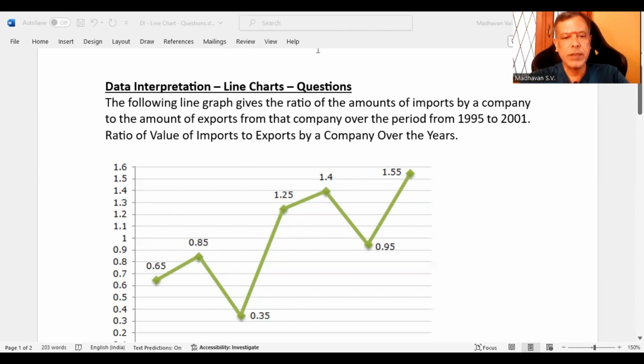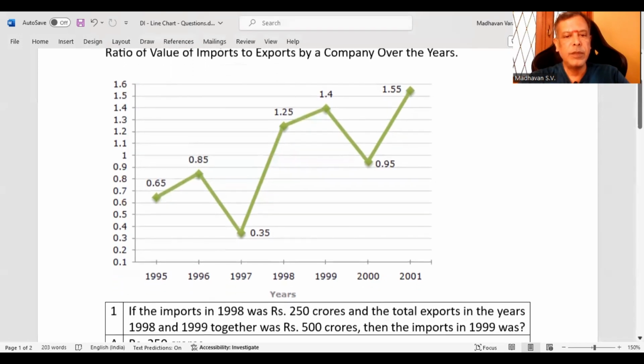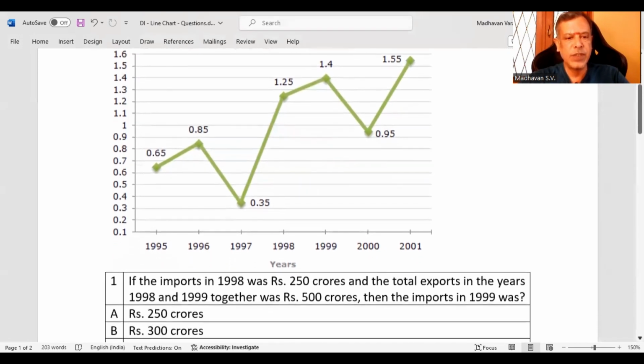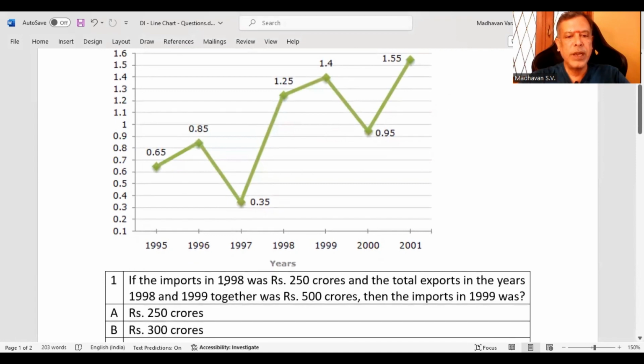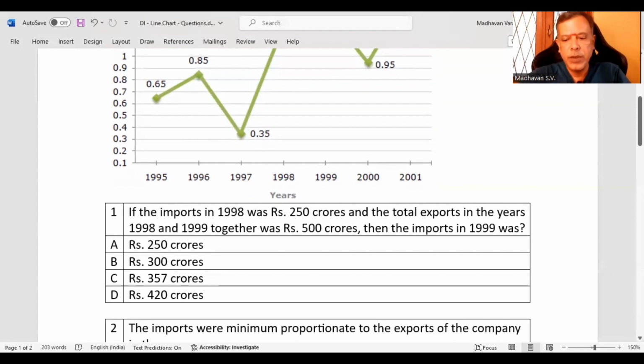So here they gave us, against each year, the ratio. Each ratio is import divided by export in that year. Now, based on this, we need to find the answers to the following questions. First one: if the imports in 1998 was 250 crores, and the total exports in the years 1998 and 1999 together was rupees 500 crores, then the imports in 1999 was what?